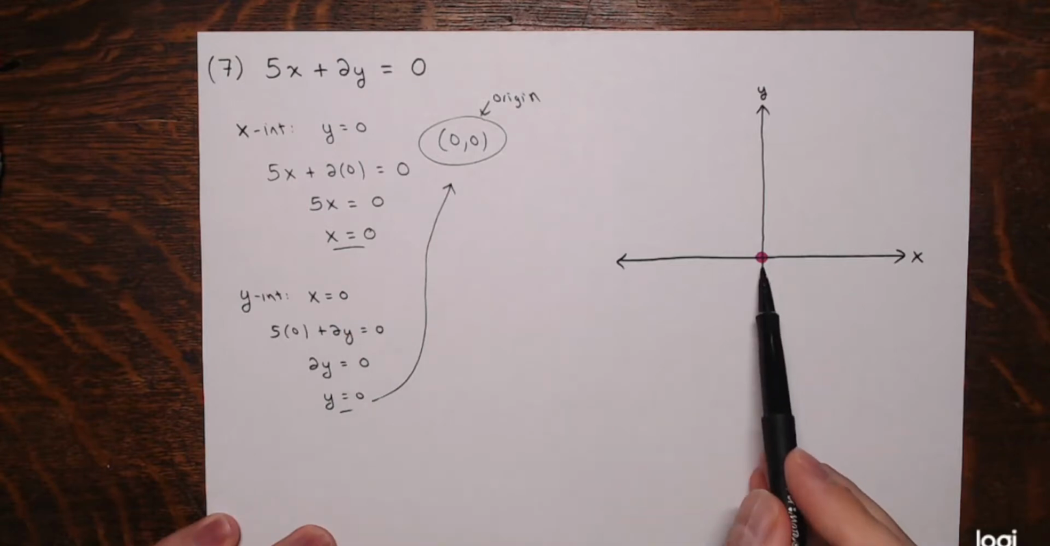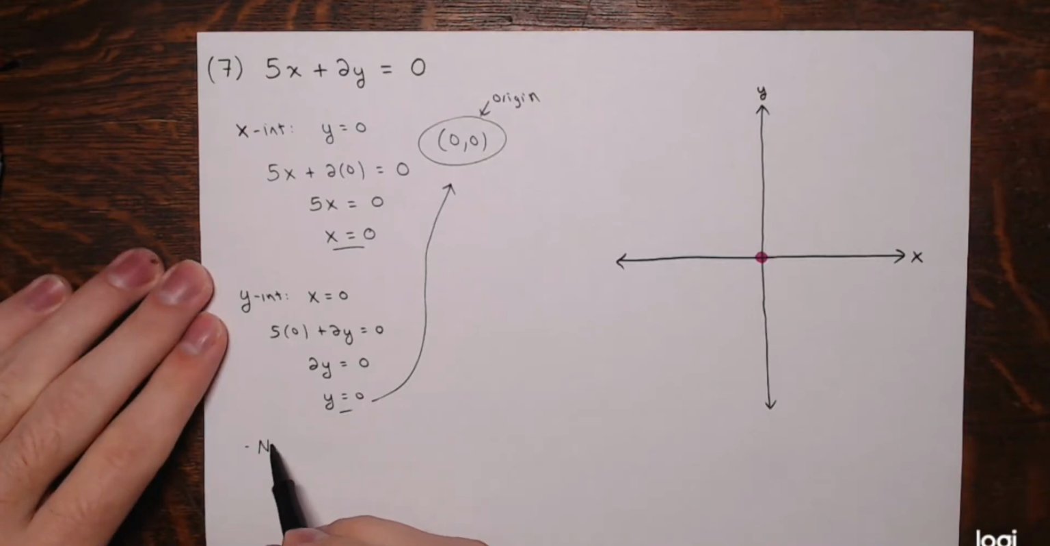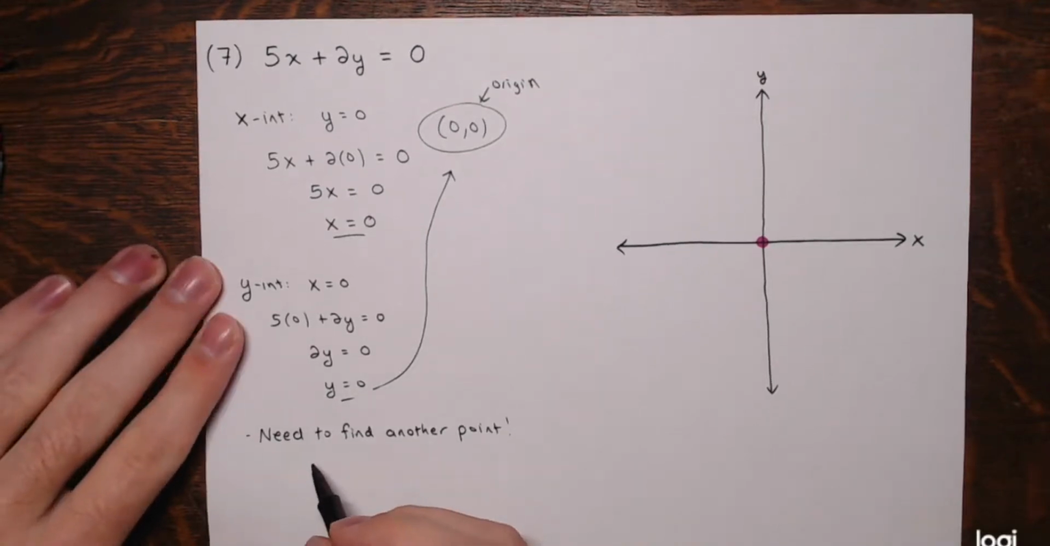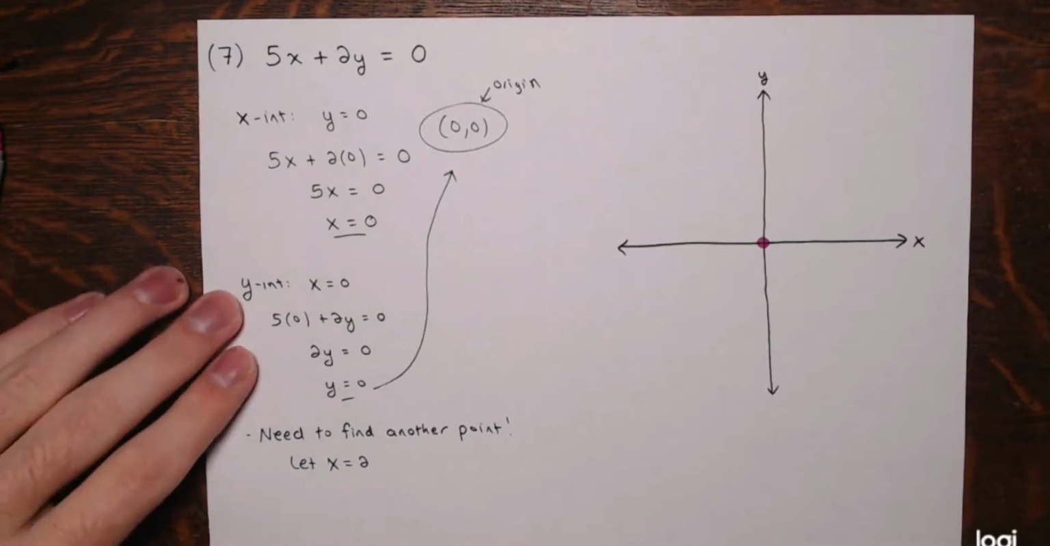So how do I graph this line if there's only 1 point? Well, I need to find another point to be able to graph this line. An easy one would be to let x be 1 or 2 or 3, whatever. I'm just going to let x be 2. Just pick a value for one of the variables and solve for the other.